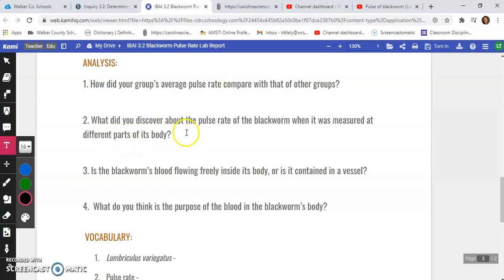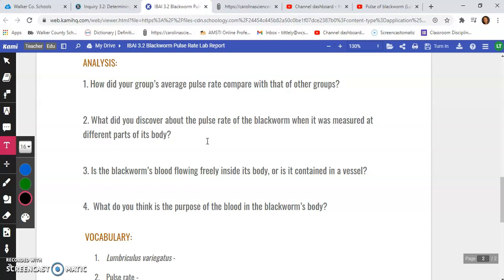Okay, what did you discover about the pulse rate of the black worm when it was measured at different parts of its body? Well, we didn't actually get to do that since we're doing this virtually. But if we were looking at the pulse rate of the black worm, then if we measured its pulse towards its head end of its body, it would be a lot faster than it would be at the tail end of its body. And think about reasons why that might be.